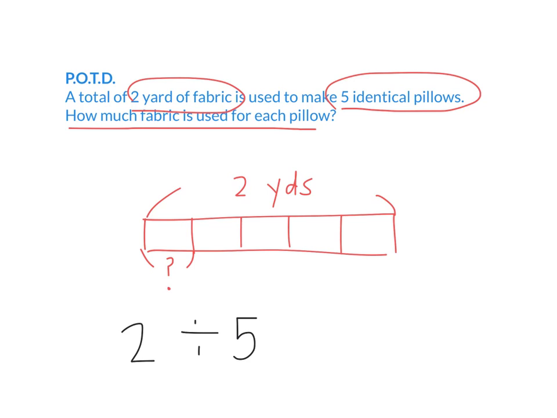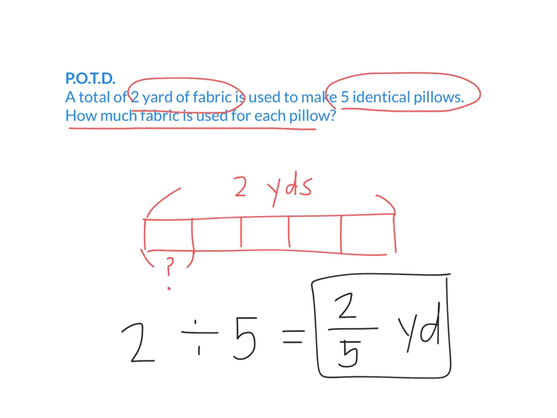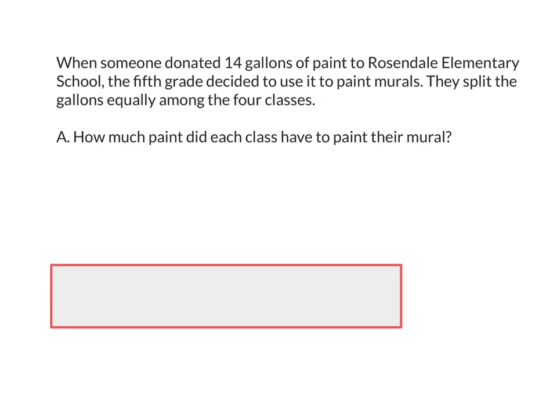So how do I do 2 divided by 5? Well, I know that I can interpret division as a fraction, right? So this is the same as 2 divided by 5, or 2/5. So each pillow takes 2/5 of a yard. Shivani, what is this question asking us to figure out?